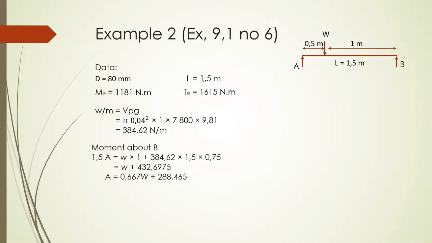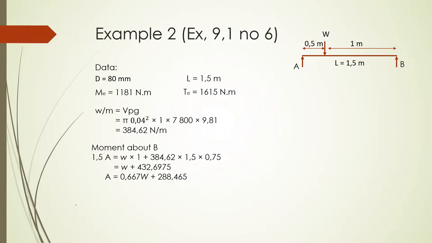Now, after finding the UDL, you take moment about A or B, it's up to you, to calculate one reaction. I'm saying that because it's there on page 47. Page 48, in fact, when you go together. They say determine the reactions of the support, draw the shear force, calculate the maximum bending moment, and all of that. I'm just following those steps. Do you see them?